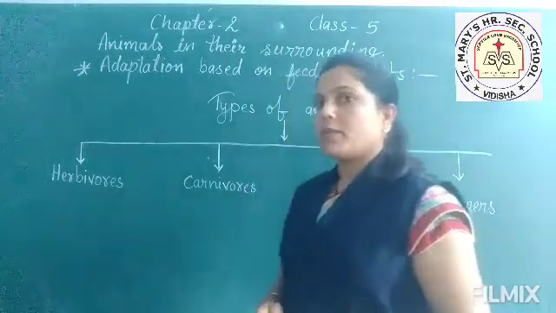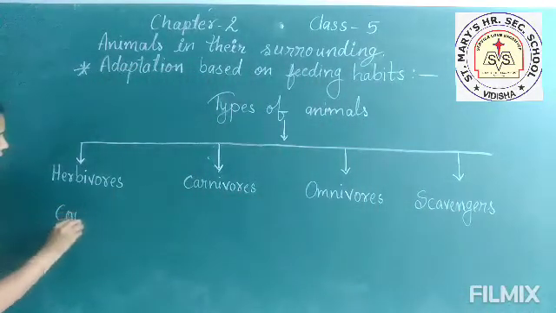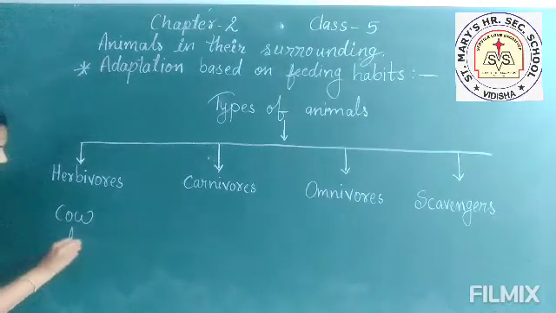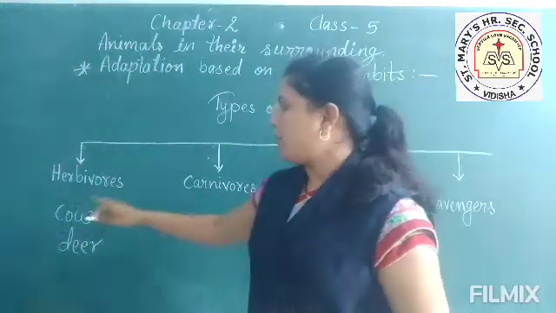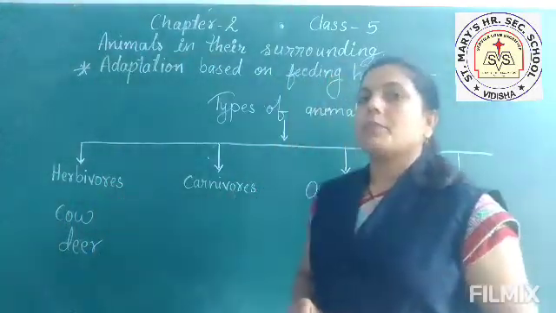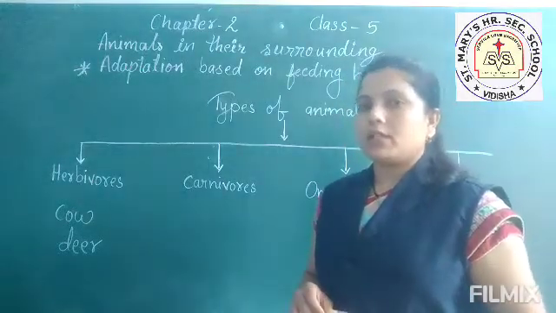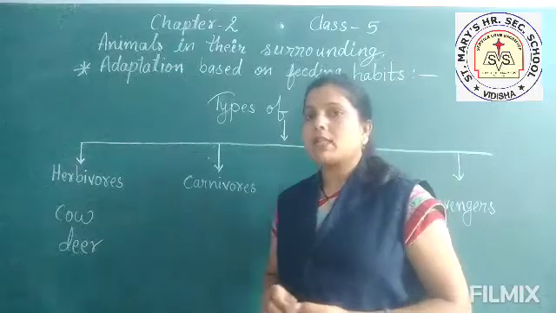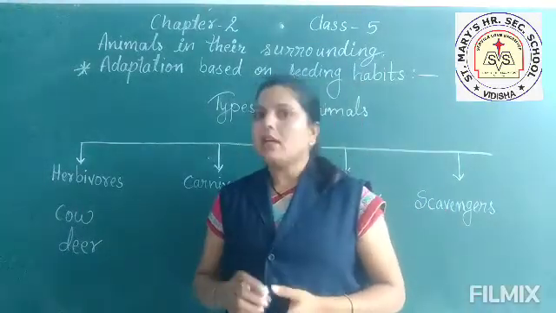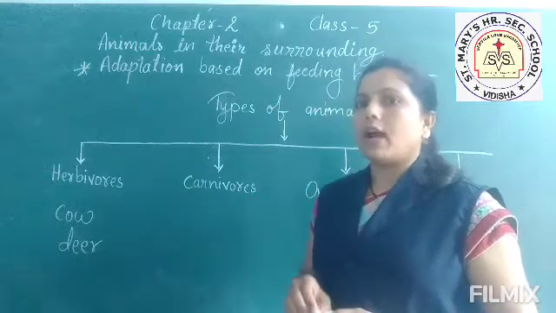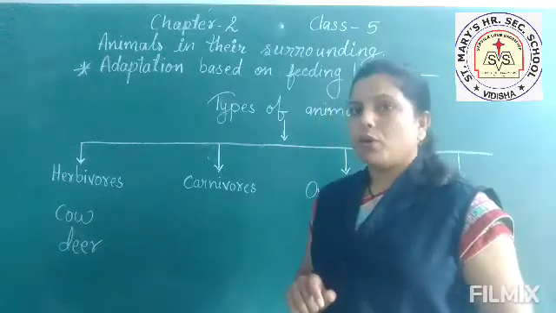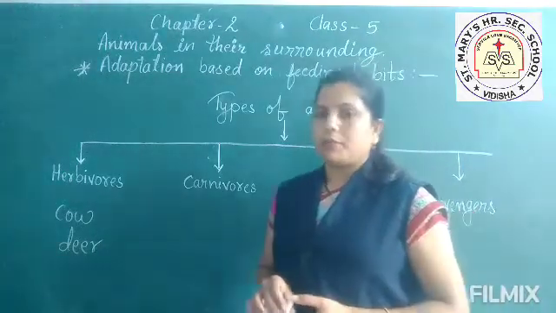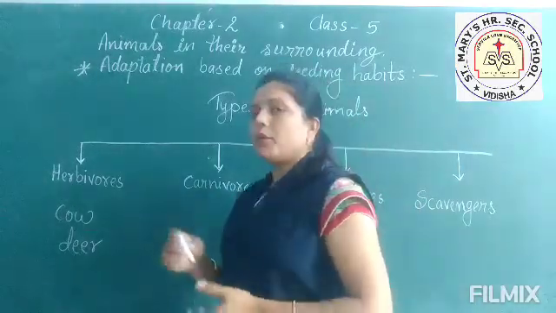So, the examples of herbivores are cow, deer, and many more animals. In the herbivores category, there is one more type of animals. They are rodents. Rodent animals means rats and rabbits. They are totally dependent on grass. They have their incisors on the upper side and lower side both. They are very sharp. So they are called rodents.